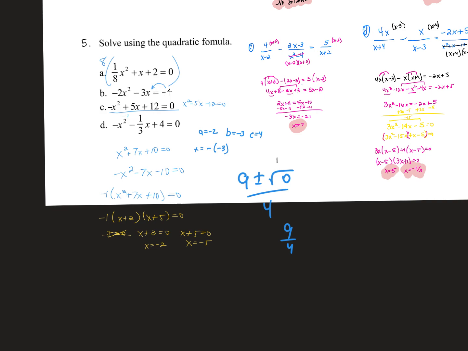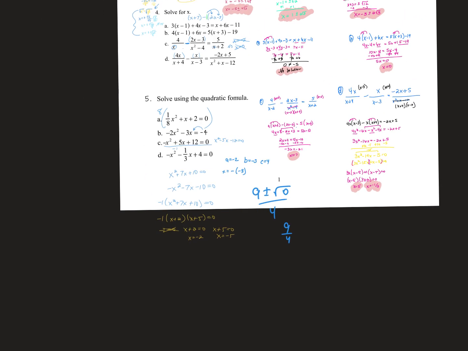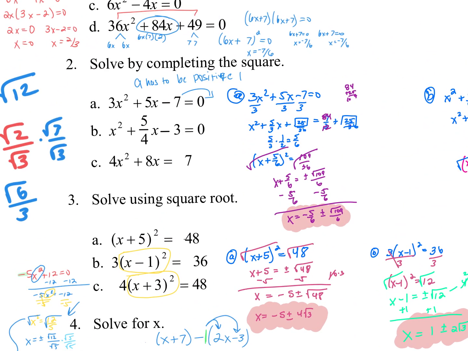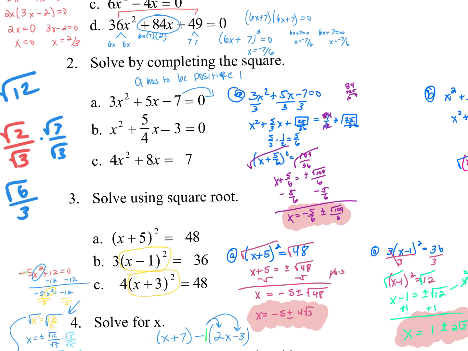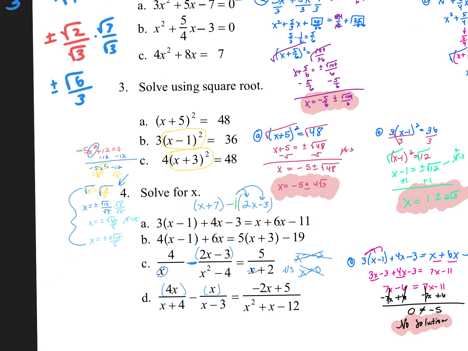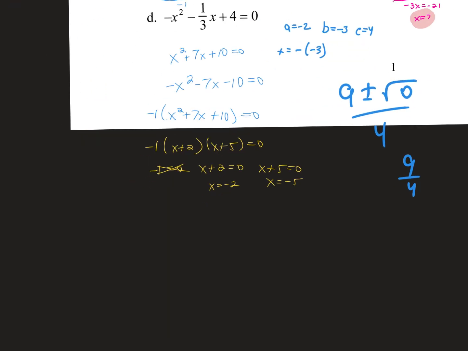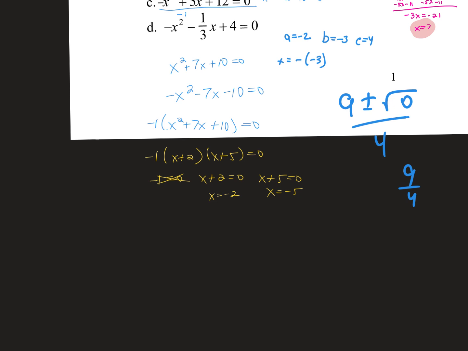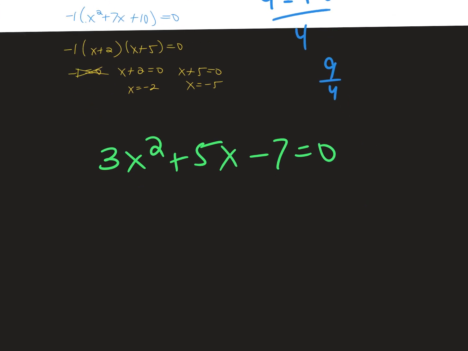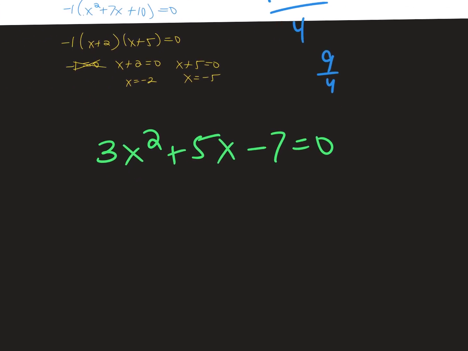Can you go over 2A? This one. Okay, so it's 3x squared plus 5x minus 7 equals 0. And we're completing the square? Yeah. Okay. So the first thing I look at with completing the square is my a term has to be a positive 1, yeah? So let's divide everything by 3.